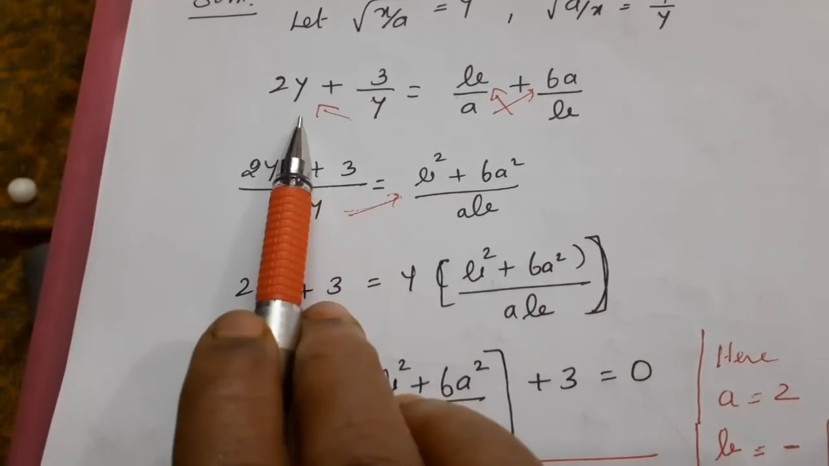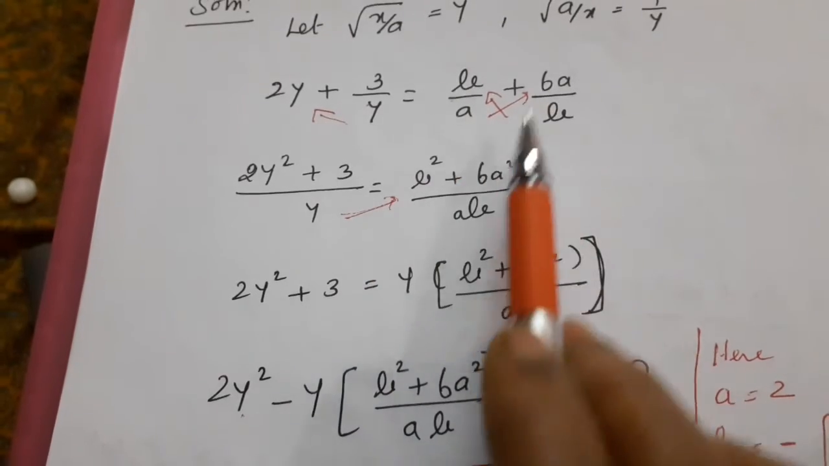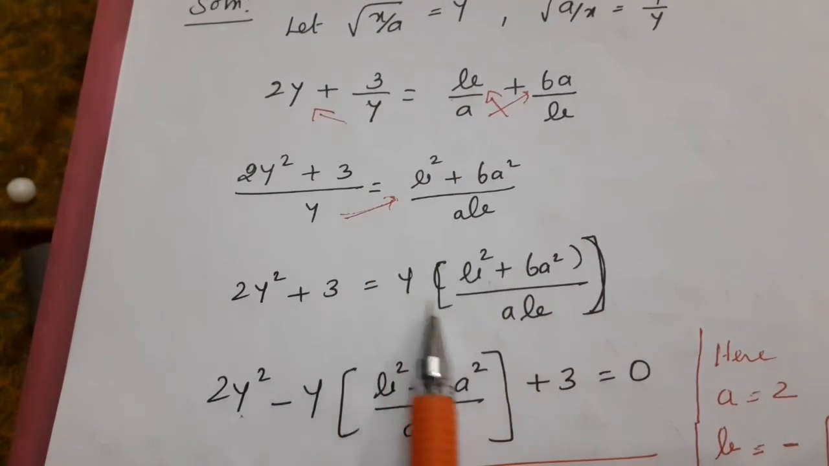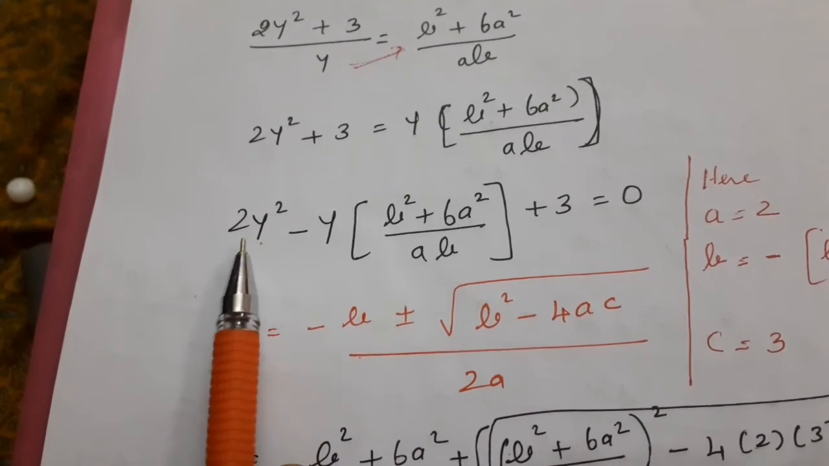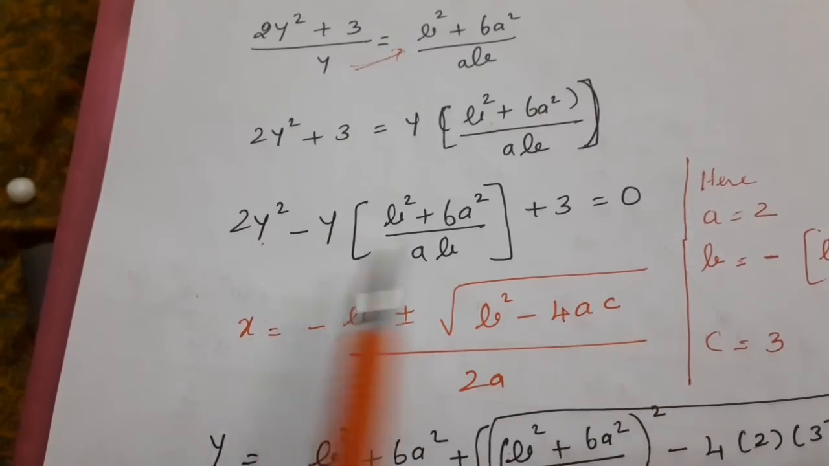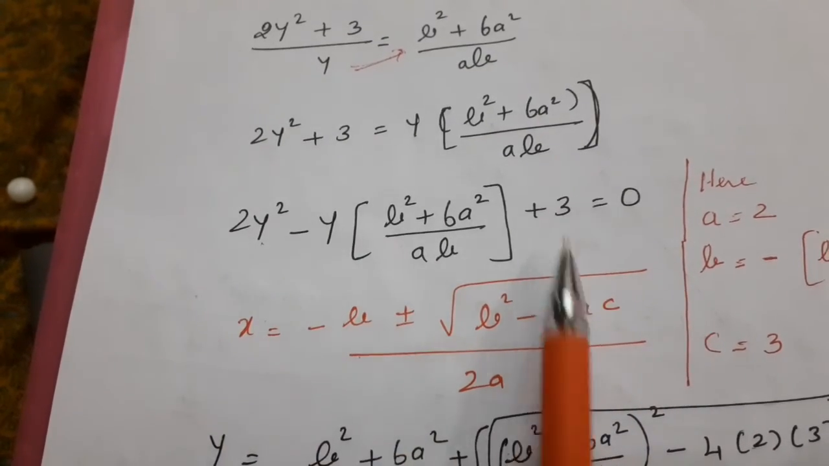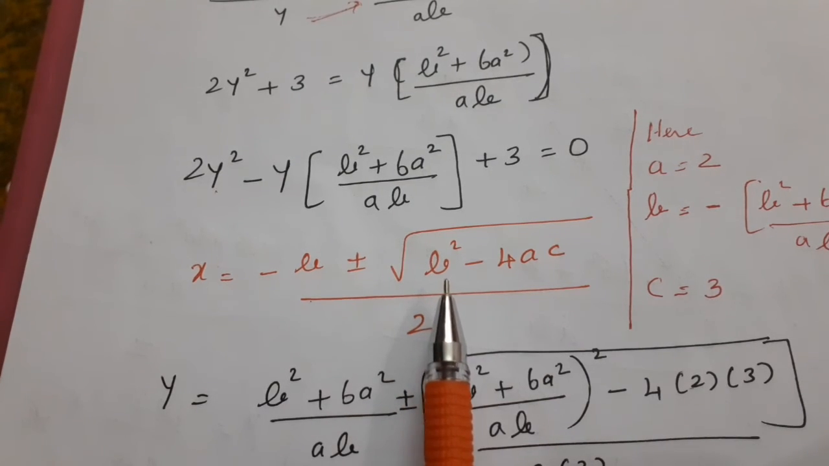After simplification, what do you do? 2y square plus 3 by y equal to b square plus 6a square by ab. Just a cross multiplication, what do you get? We get the quadratic equation in terms of y: 2y square minus y into some value plus 3 equal to 0. So y square term, y term, constant term. Here we do not apply the sum and product method, you apply the formula method.